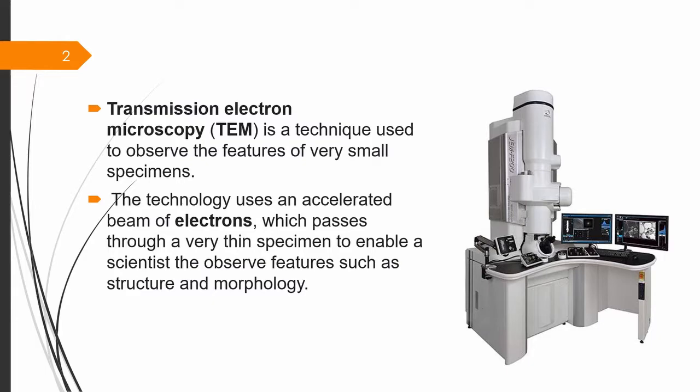transmission electron microscope. The transmission electron microscope is one type of electron microscope in which its magnification is far better and higher when compared to optical microscope. Also, this transmission electron microscope uses an electron beam instead of light, which is used in the case of optical microscope.